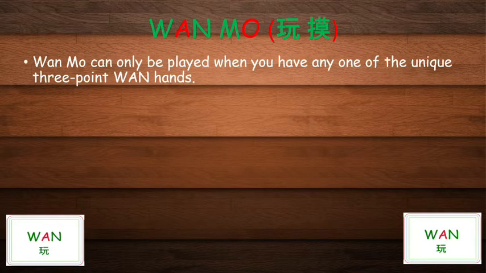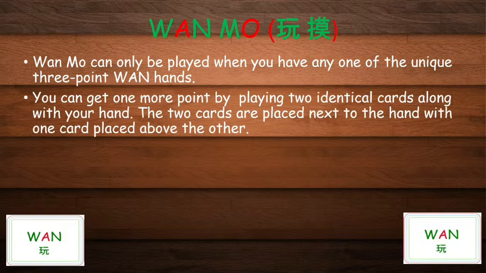And there's another way to get 4 points, which is called one more. Now, my wife and I came up with this word because we thought it was cool, so it's a made-up word. She said that one means play, and that character means to grab again or to touch. That's what she told me, at least. And so we said, you're grabbing again, you're playing again. That's kind of what we're trying to say here. And one more can only be played on a unique three-point hand. So if you have one of those three unique combinations, then you can do one more. So you get one more point.